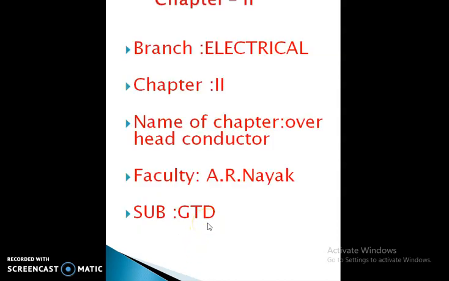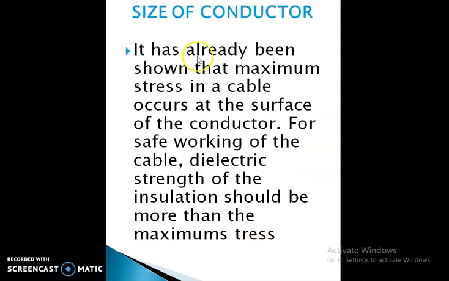Next, chapter 2. This is electrical branch GTD, chapter 2. Name of the chapter is overhead conductors. Faculty A.R. Naik. The first article is the most economical size of the conductor. It has already been shown that maximum stress in a cable occurs at the surface of the conductor. For safe working of the cable, the dielectric strength of the insulation should be more than the maximum stress.